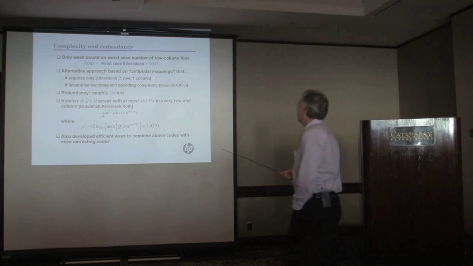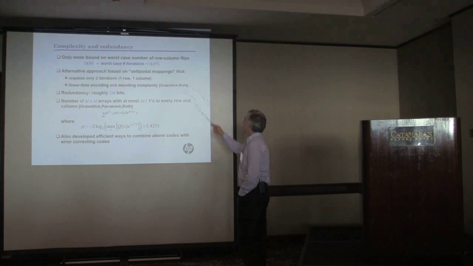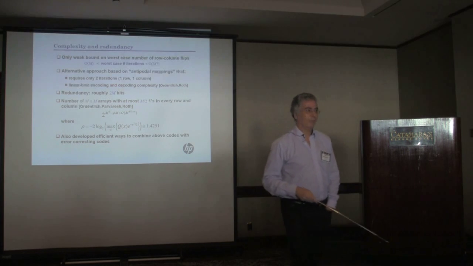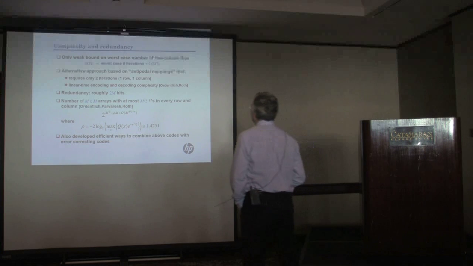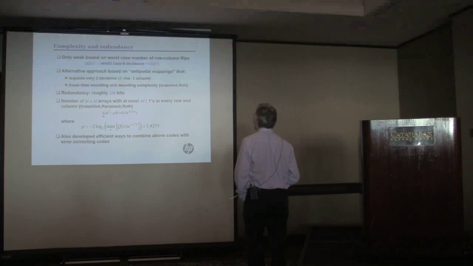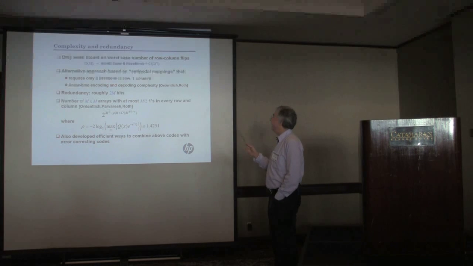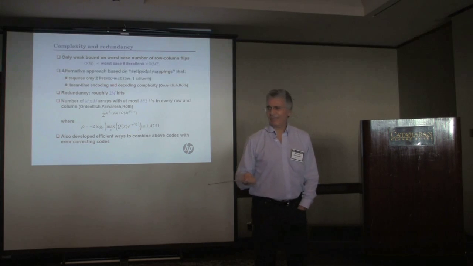And it comes in the encoder because the best bound they have on the worst case number of iterations is between linear and quadratic in M. Okay? So they came up with an alternative approach, based on antipodal mappings, that only requires 2 iterations, 1 row and 1 column, so it's linear time in encoding and decoding. Okay, and they presented that at the last ISIT, I think.